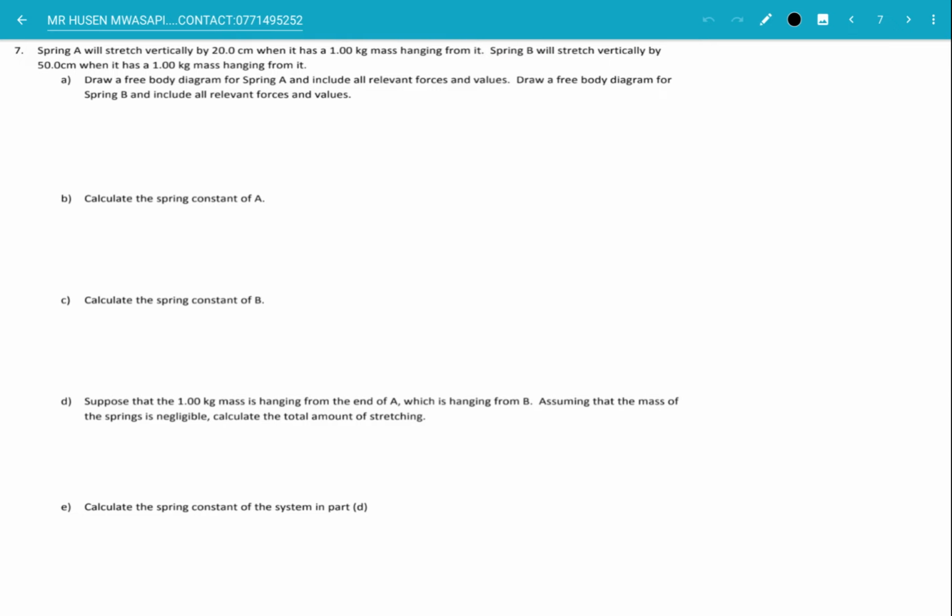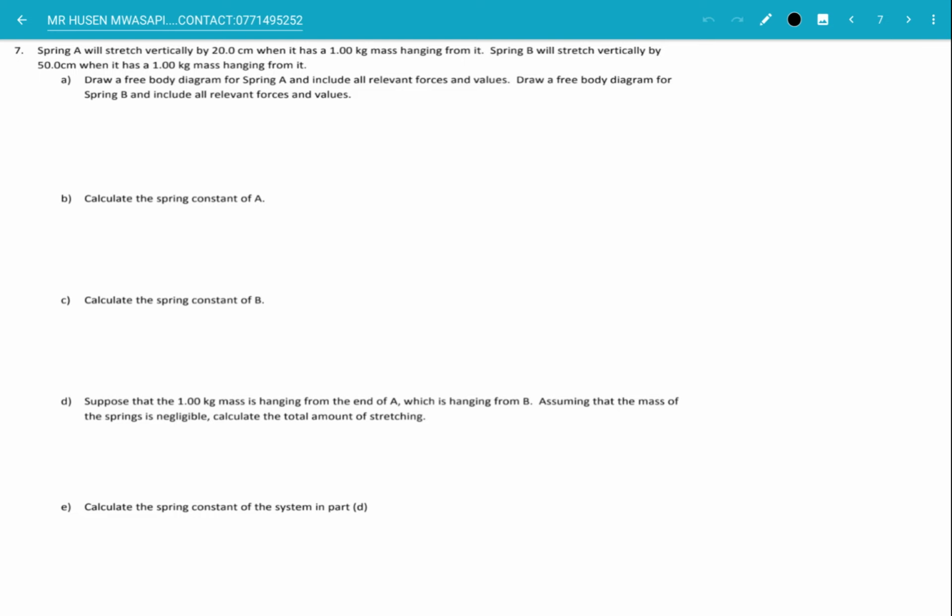So it says spring A will stretch vertically by 20 centimeters when it has a mass of 1 kg hanging from it. Spring B will stretch vertically 50 centimeters when it has a mass of 1 kg hanging from it. Now I've been told to draw a free body diagram of spring A, including all the relevant forces and values. Draw the same for B.